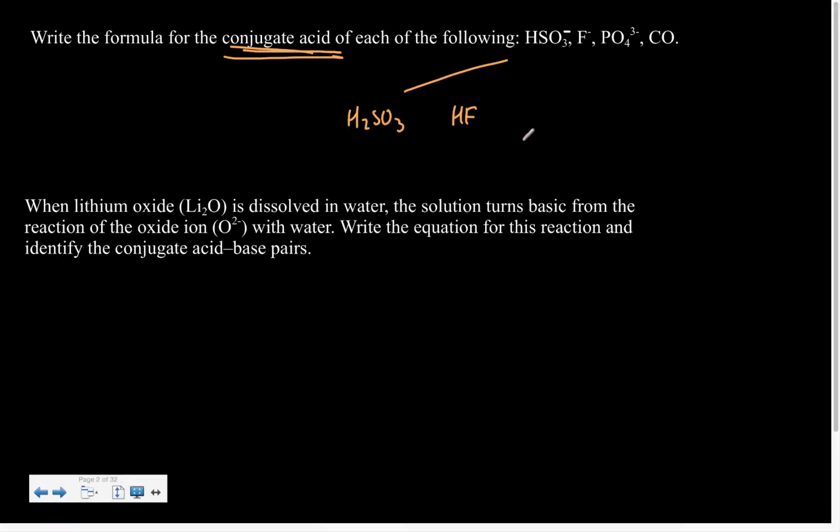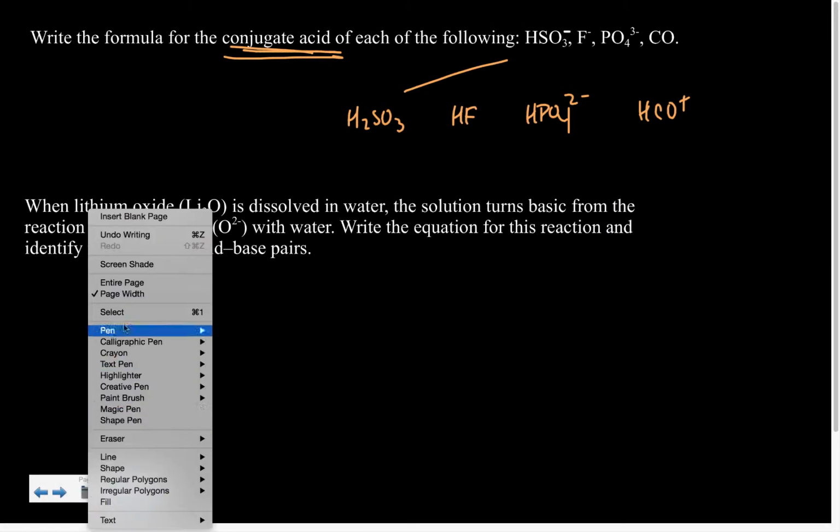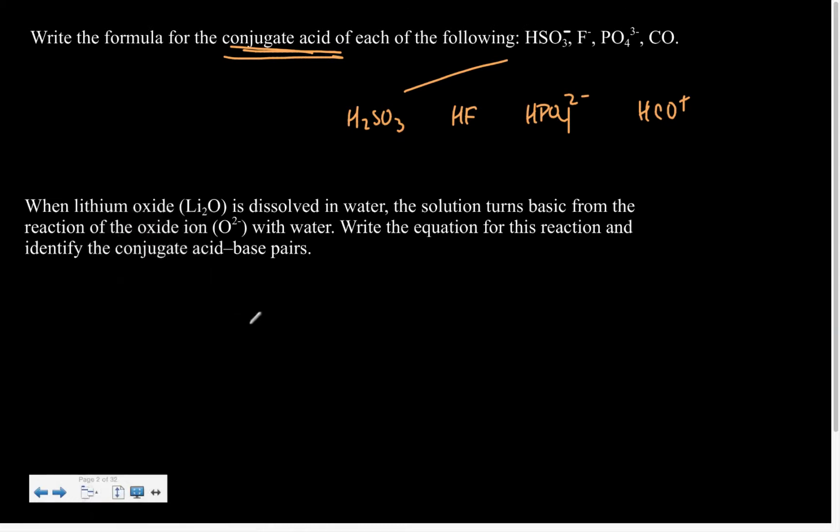If I add a proton to this, right, 2 minus. If I add a proton to this, right, yes? All right, now let's talk about it from the other point of view. Let's say that instead we were asked to write the conjugate base for each of the following. Now, what would that mean? Right, we would be looking for the deprotonated form, yes? We'd be looking for the deprotonated version of each of these.